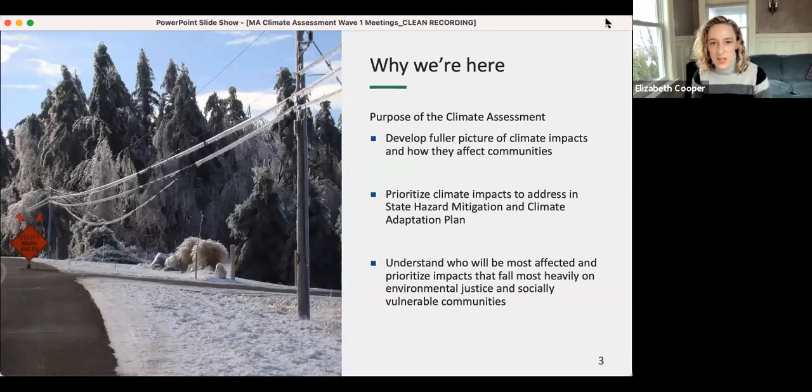The purpose of the climate assessment is to develop a fuller picture of climate impacts and how they affect communities. We will then look at those impacts and prioritize those that most need to be addressed in the update to the State Hazard Mitigation and Climate Adaptation Plan, which will be taking place in 2023. A key goal of this assessment is to understand who will be most affected and prioritize impacts that fall most heavily on environmental justice and socially vulnerable communities. So that's a significant component of the assessment and the analysis throughout.